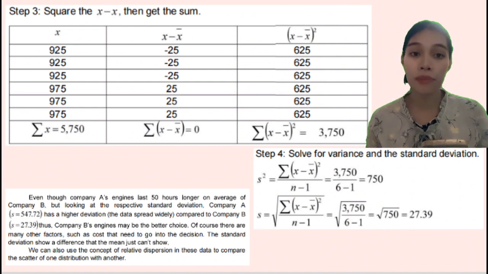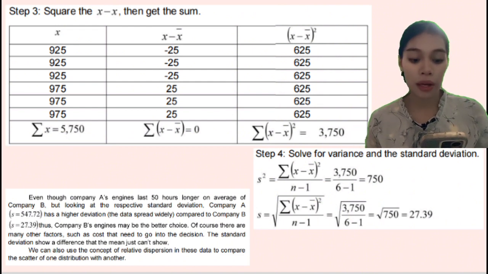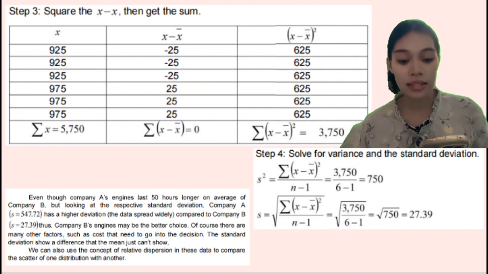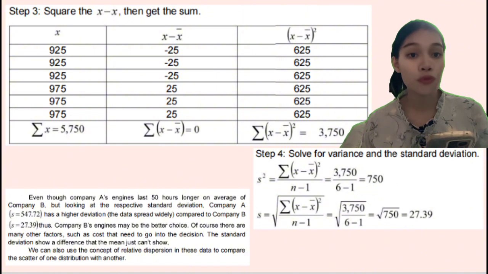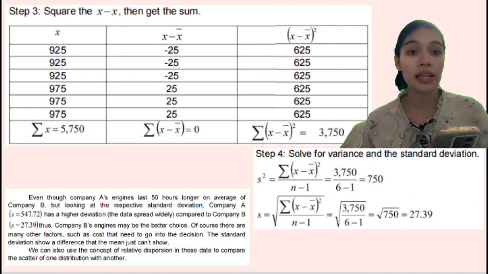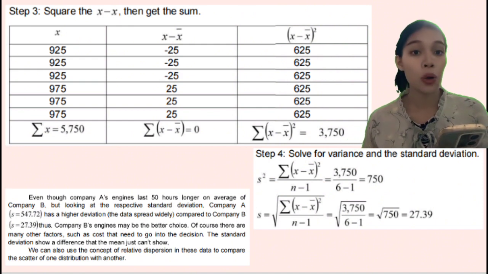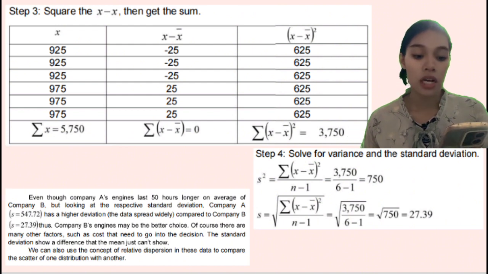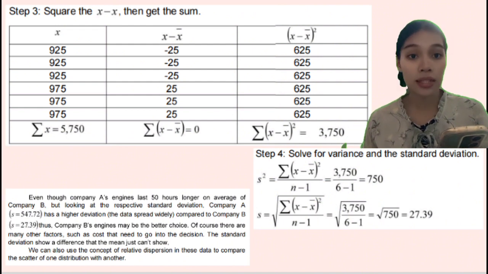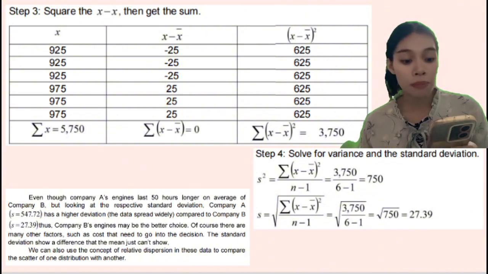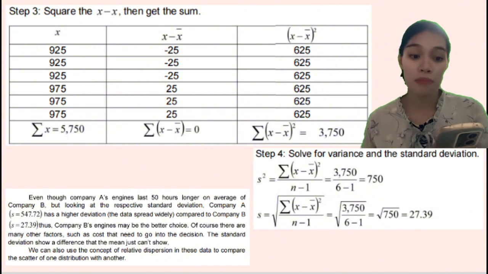Okay, so we have come to the conclusion that even though Company A's engines last 50 hours longer on average than Company B's, looking at the respective standard deviations, Company A has a standard deviation of 547.72. It has a higher deviation, or the data is spread widely compared to Company B, which has a standard deviation of 27.39. So Company B's engines may be the better choice.